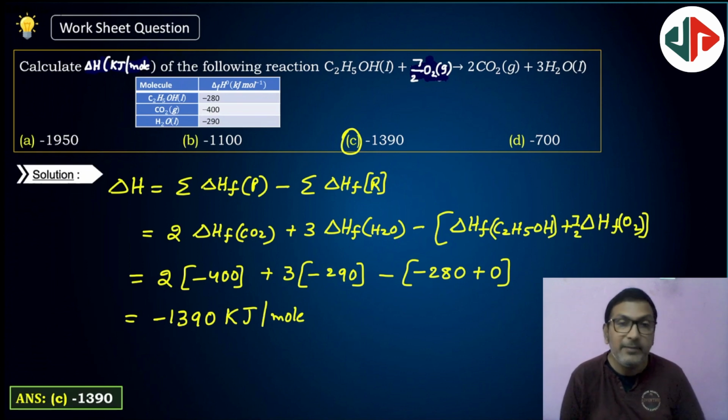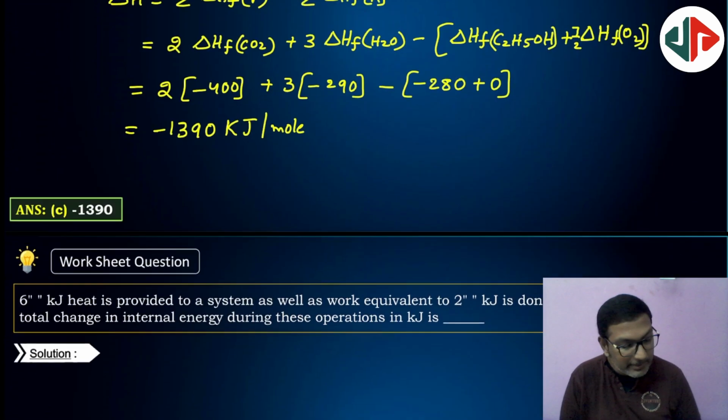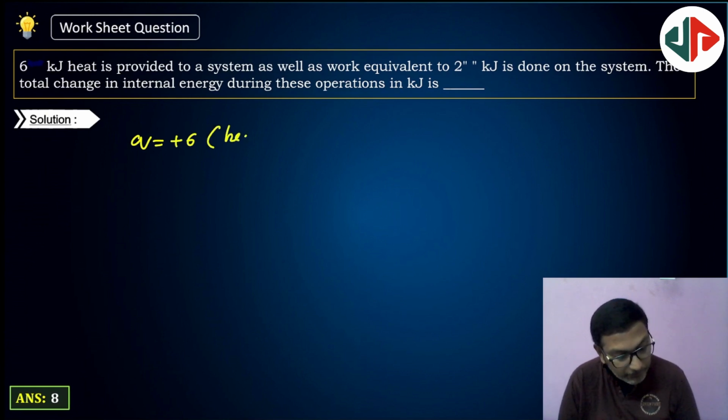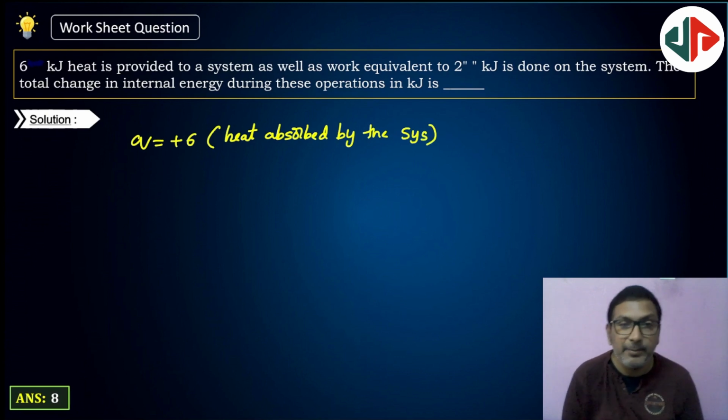So this model is very important. Next one. 6 kilojoules of heat is provided to the system. That is Q equal to plus 6. Heat absorbed by the system can be positive. Q equal to plus 6.